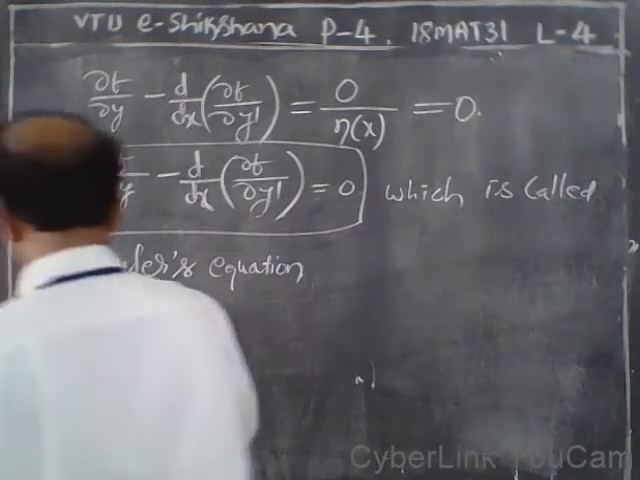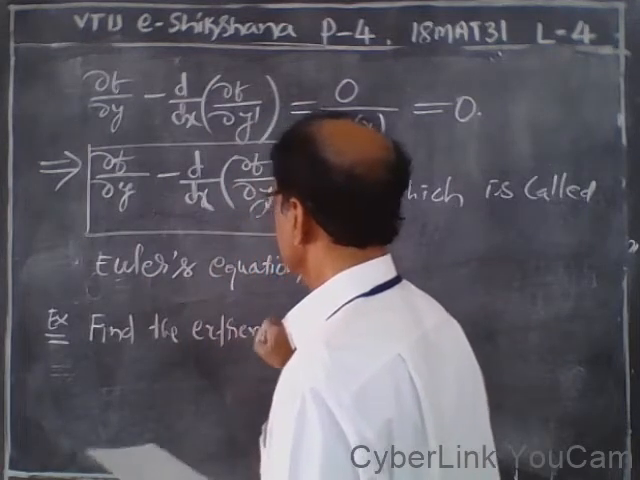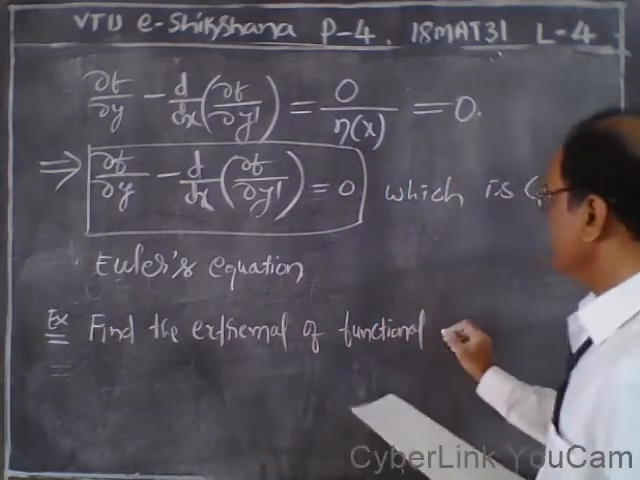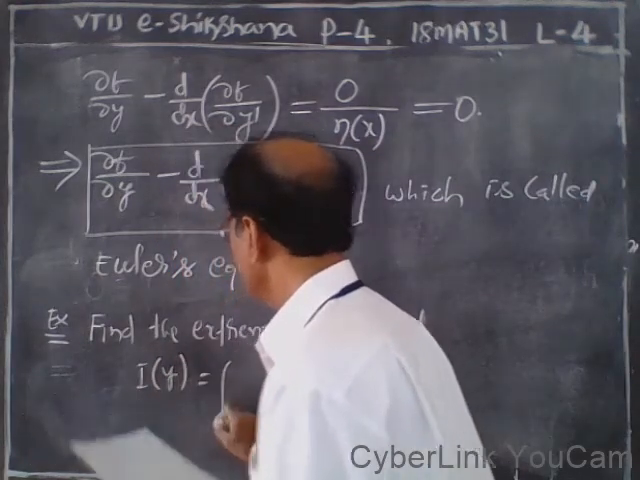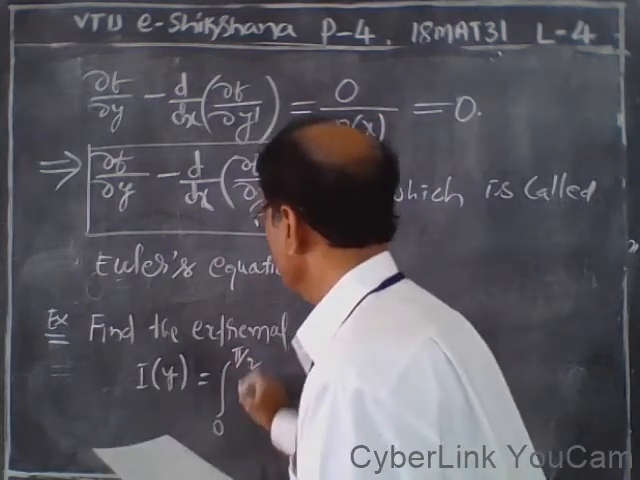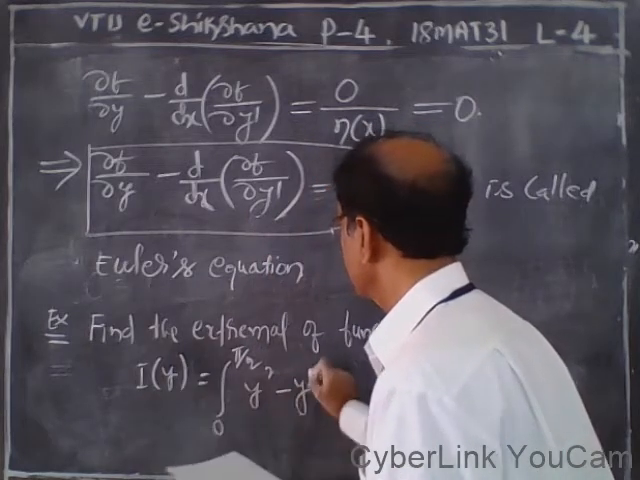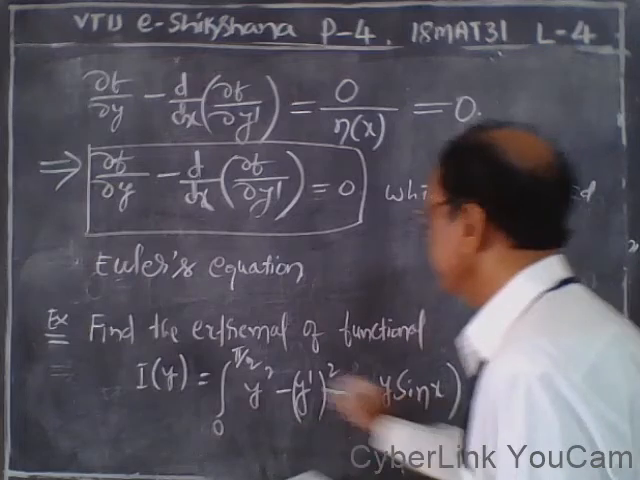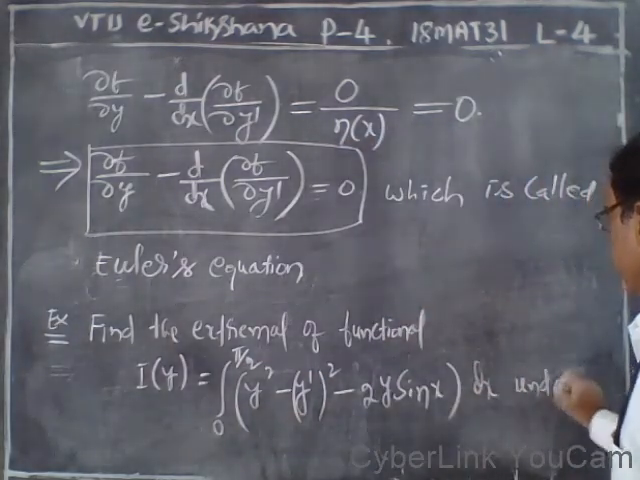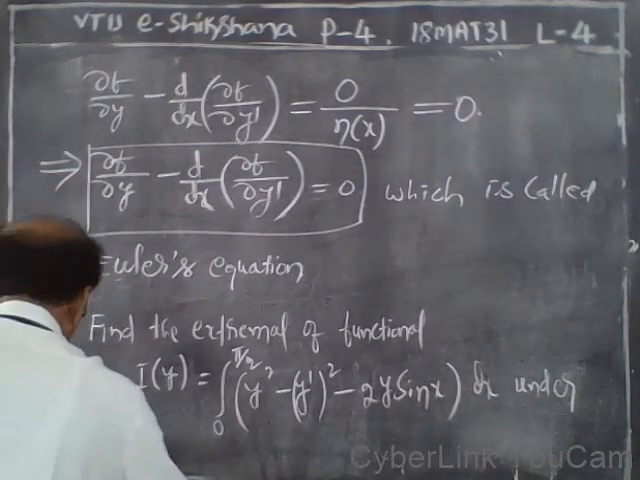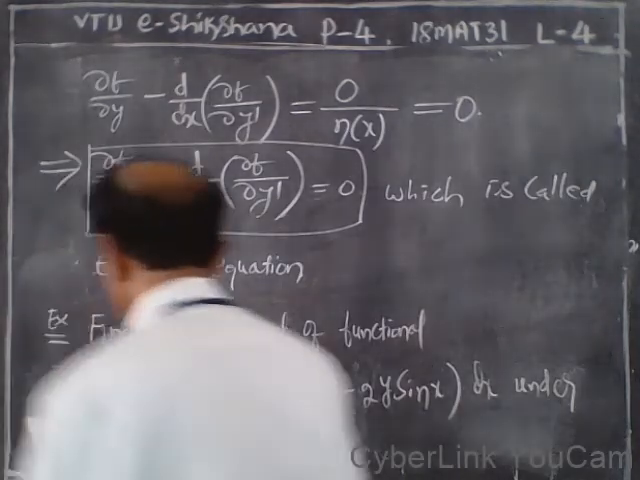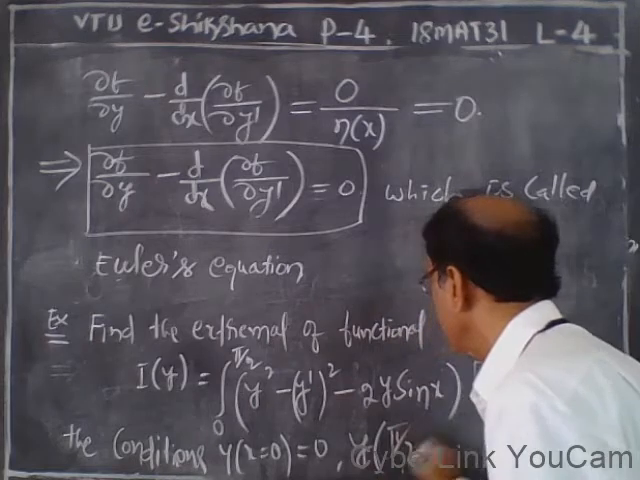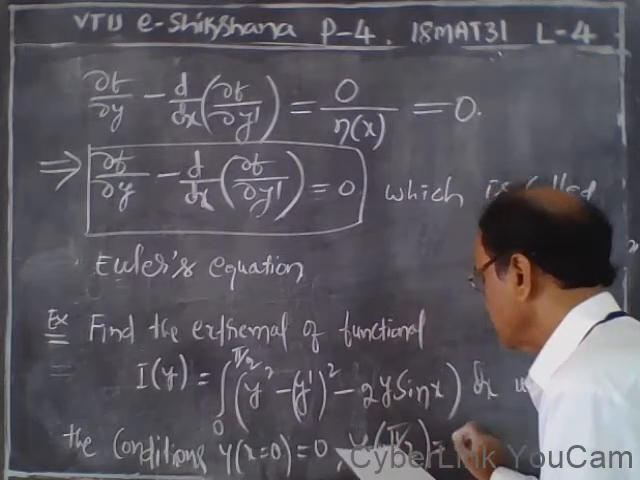Example: find the extremal of the functional I of y equal to the integral from 0 to pi by 2 of y square minus y dash square minus 2 times y sine x, dx, under the conditions y at x equal to 0 is equal to 0, and y at x equal to pi by 2 is also 0.